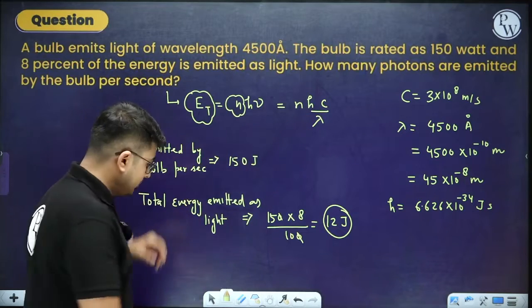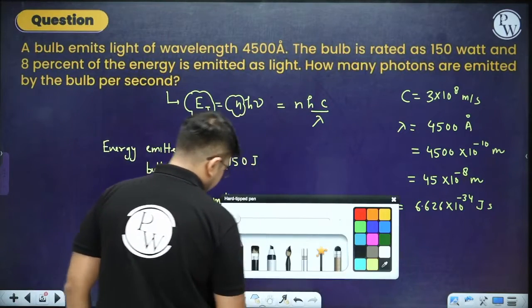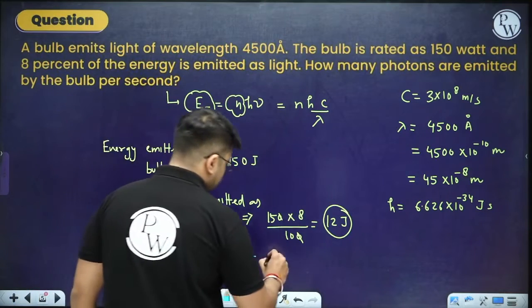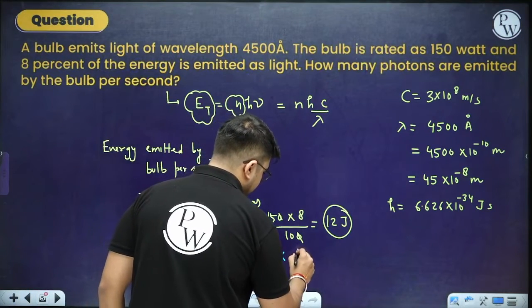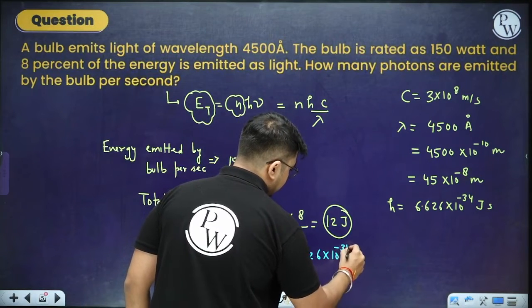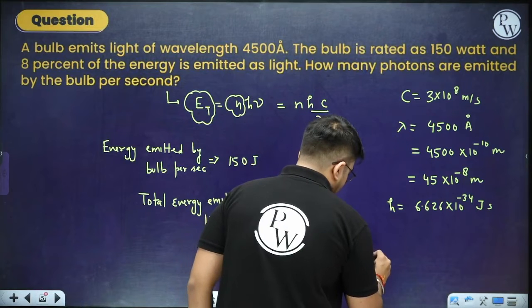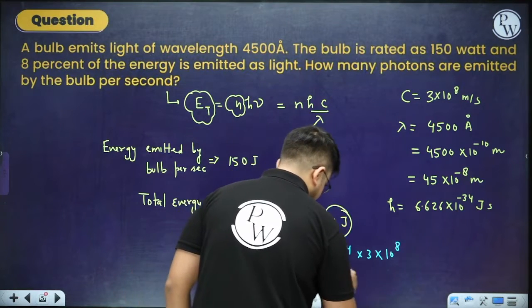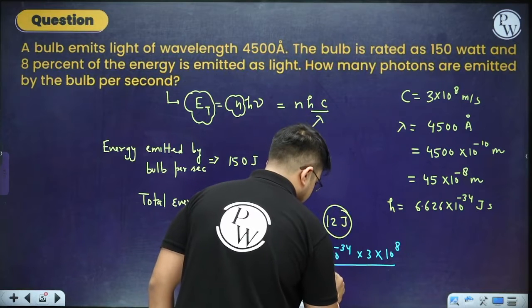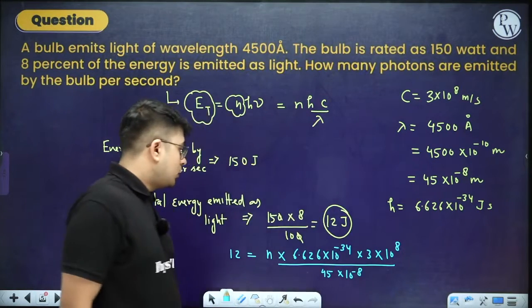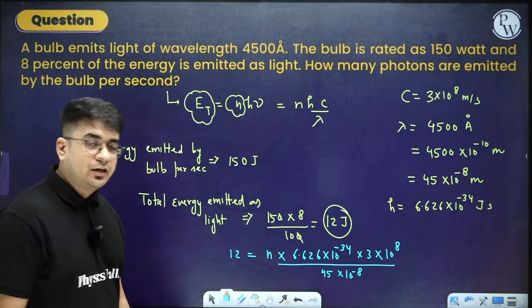I can simply place the value here. So after putting in all the values, we are left with 12 = n × 6.626 × 10^-34 × 3 × 10^8, and the entire value is divided by 45 × 10^-8. So from that we can easily calculate the value of n.